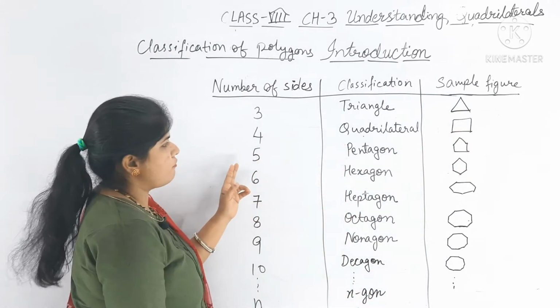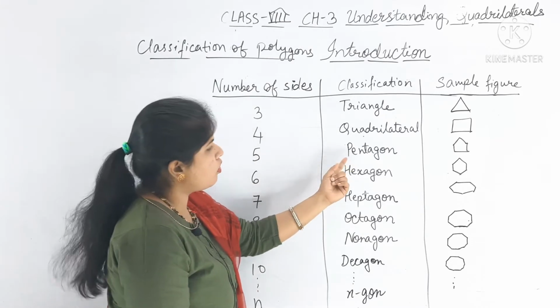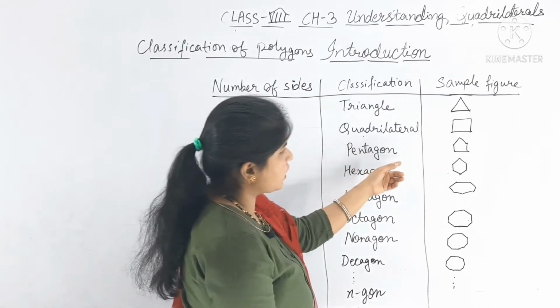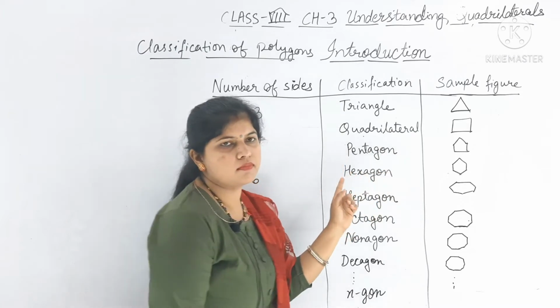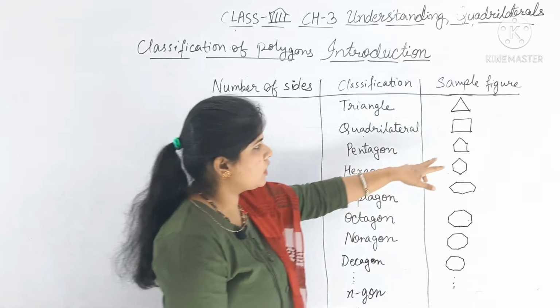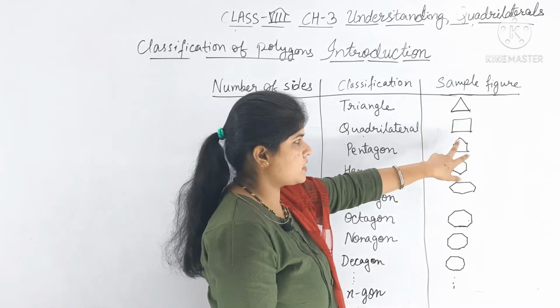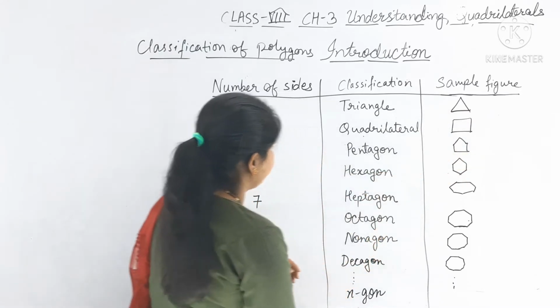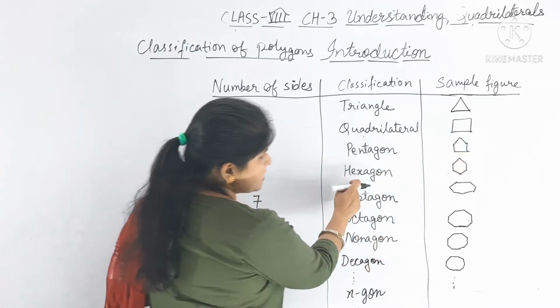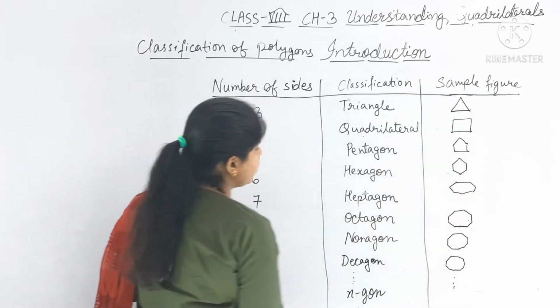Okay, here 5. 5 means penta, so what you call as pentagon. Okay, the name of the polygon is pentagon. Here how many sides here? 5 sides you can see. This is 6. 6 means hexagon. Here 6 sides are there.